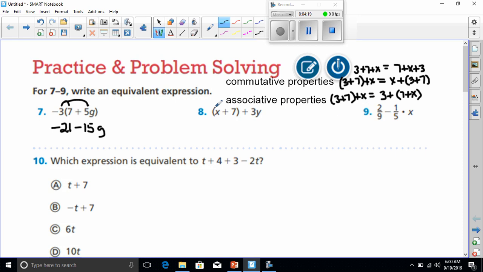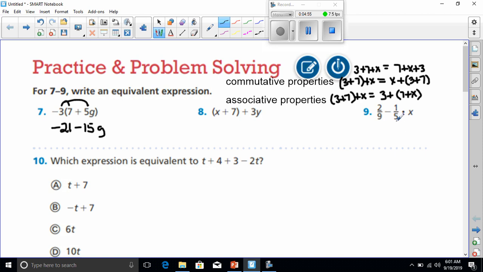I'm going to leave number 8 for you. I'll give you a clue. You definitely want to use one of these commutative or associative properties. Over here we've got 2/9 minus 1/5 times x. Well, this is pretty easy to find an equivalent one because I'm subtracting and I'm multiplying. This tells me I've got to take my symbols and move them around. But I can't change what I'm multiplying here.